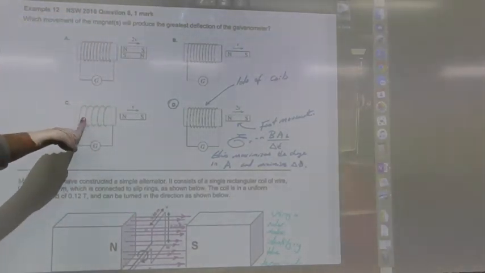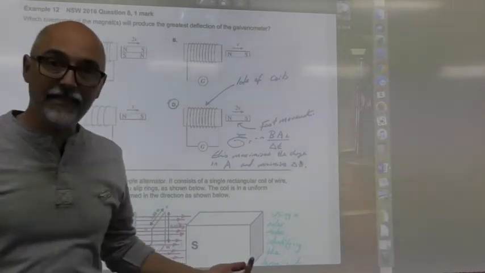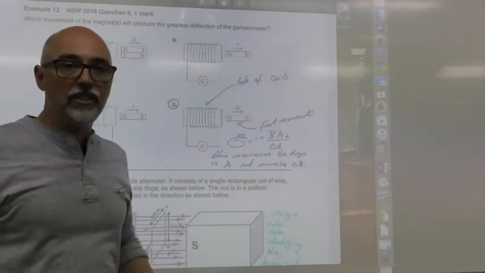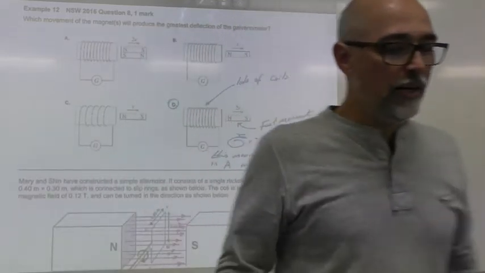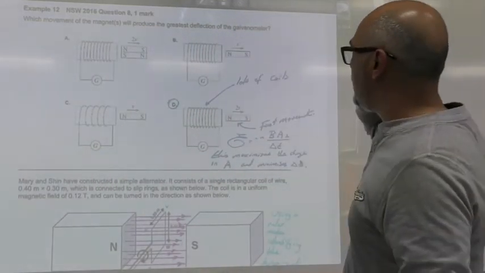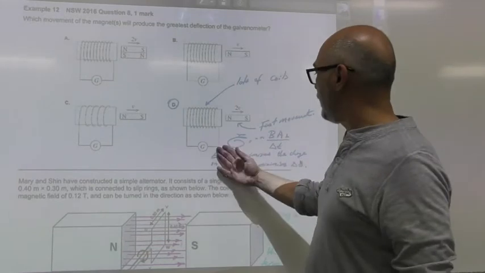C has fewer coils. Fewer coils means less induced voltage. The more coils, the more you get. So that's why it is D.